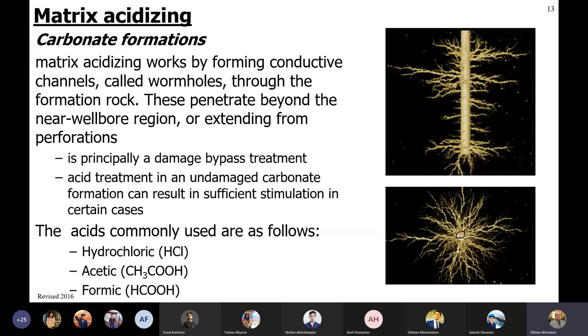That is a wormhole. And the point of this term is that these wormholes are created under a pressure that is lower than the fracture pressure, and they are created only by the chemical effect, not by the injection effect. So as we inject the acid below the fracture pressure, we aim for the acid to make its own path through the formation. Again, because carbonate, calcium carbonate, is very reactive to any acid.